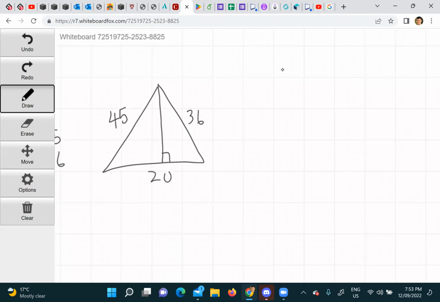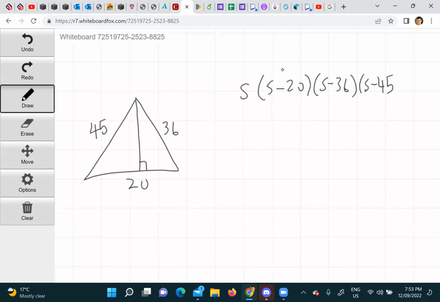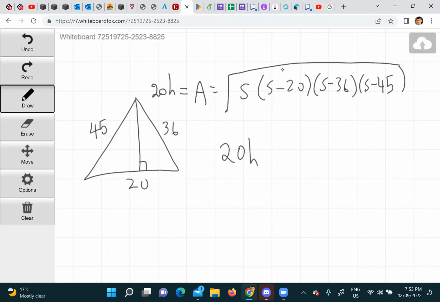So it's s times s minus 20 times s minus 36 times s minus 45. We did it last week, the area equals the square root of something. Is that a square root? Yeah, so it is a square root. Okay, and the area is equal to like say 20 times h, right? What's s? Semi-perimeter, so it's half of 101. Okay, so 50.5.